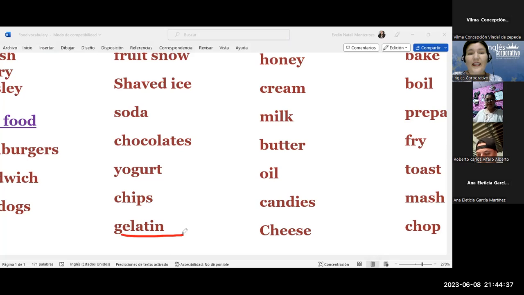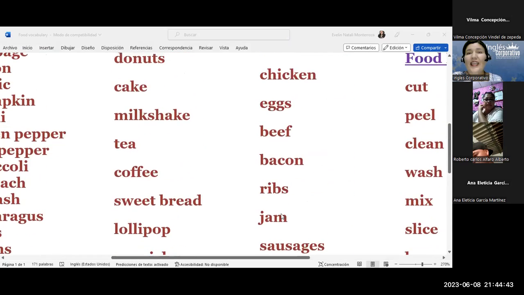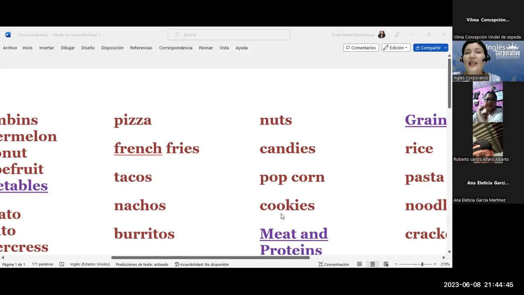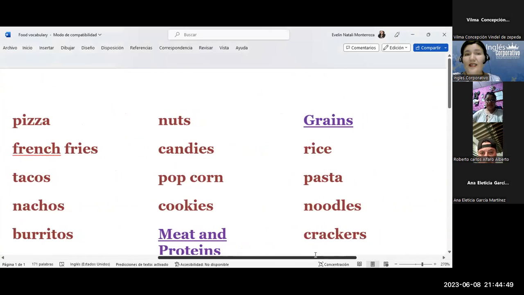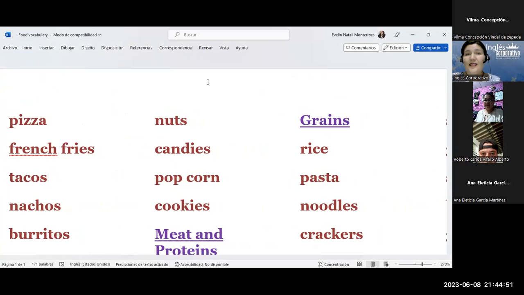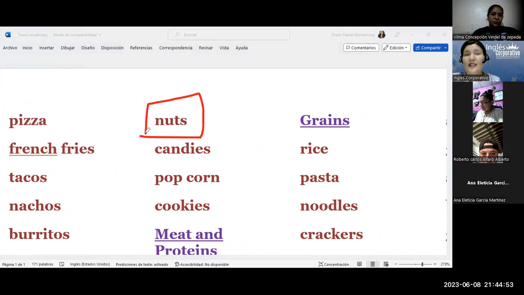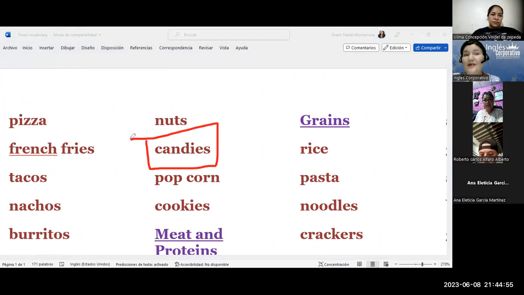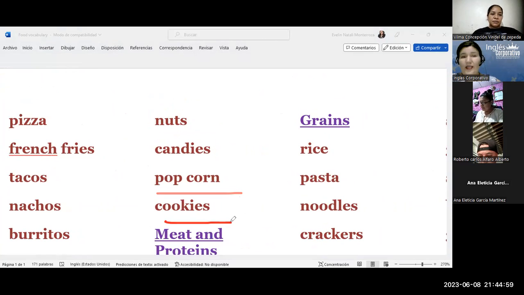And gelatin is gelatin, right? It's the same thing. It doesn't change. Gelatin. Here we also have nuts. También las semillas son considerados snacks. Semillas, nuts. The candies are also considered a snack. Popcorn and cookies. Okay, all these are snacks.